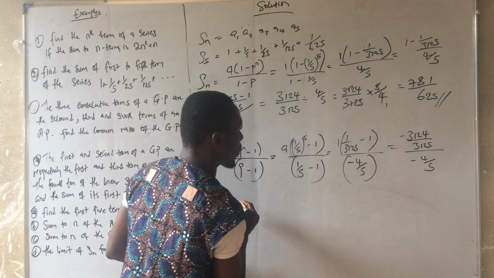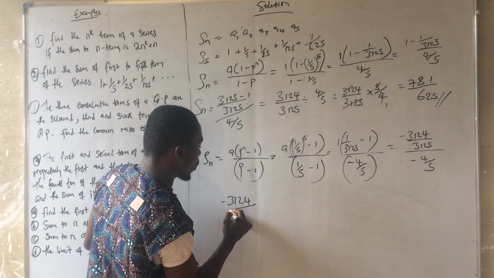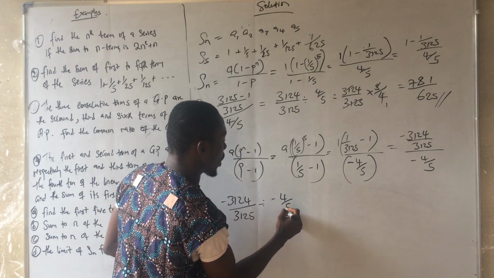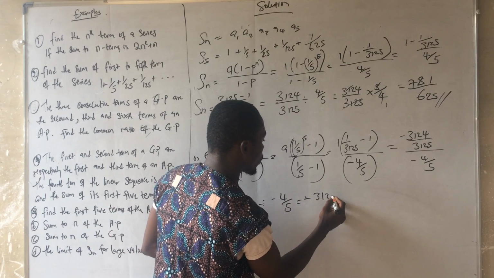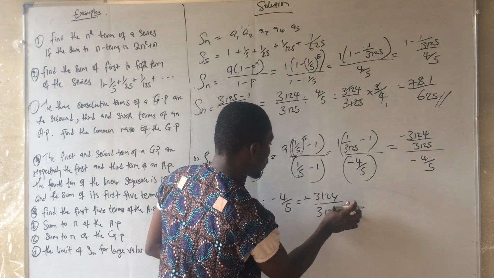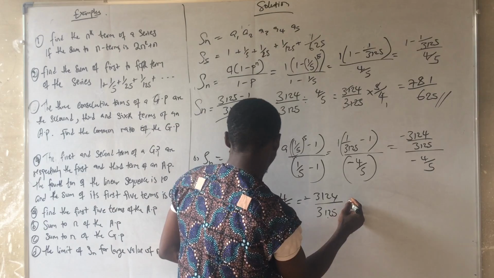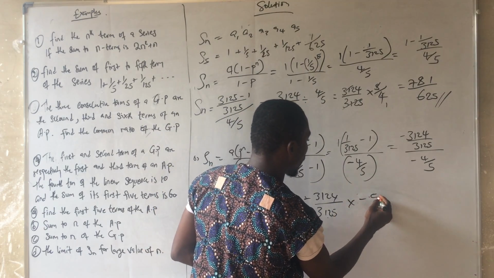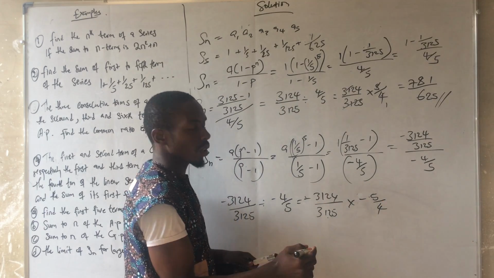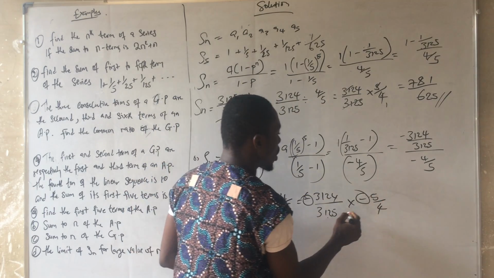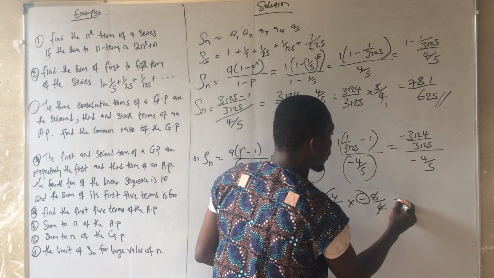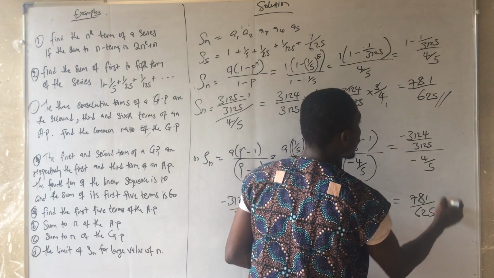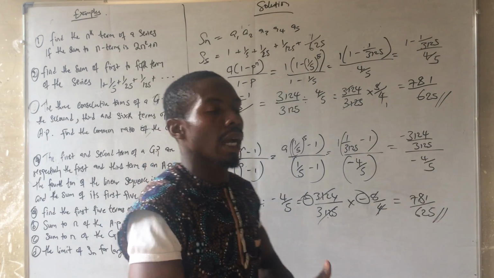So we arrange again: minus 3124 over 3125 divided by minus 4 over 5, to give us minus 3124 over 3125 multiplied by minus 5 over 4. And minus times minus is going to give us plus. So this will take care of this. Now this divides this again, and we will now have 781 over 625. So meaning that the two of them give us the same answer.